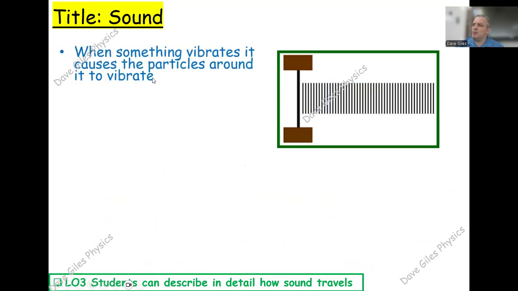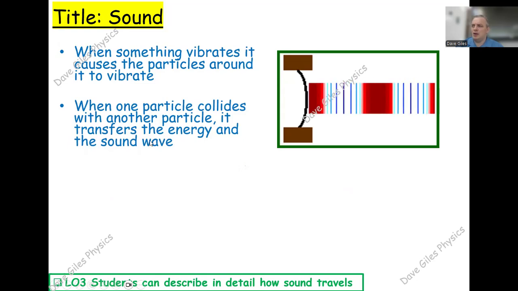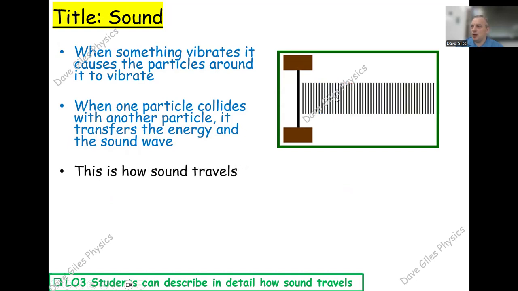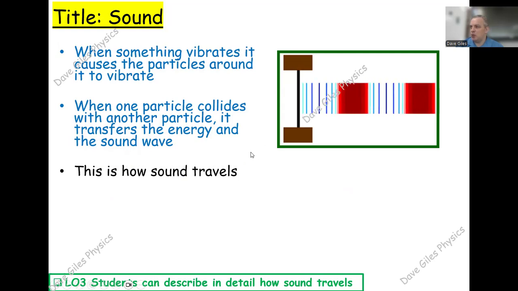When something vibrates, it causes the particles around it to vibrate. When one particle collides with another particle, it transfers the energy in the sound wave. This is how sound travels. You see something vibrating, it's causing the air particles to move backwards and forwards.